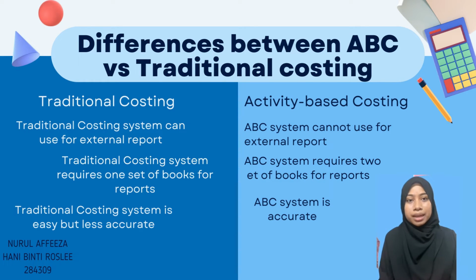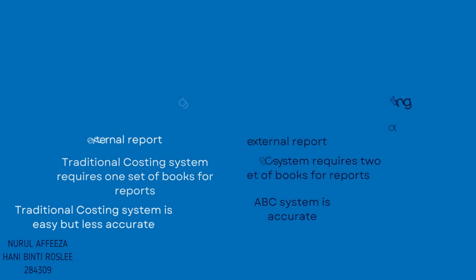When we really want to make decisions, which is what cost accounting is all about, ABC is really the method that's going to give us the most accurate cost.